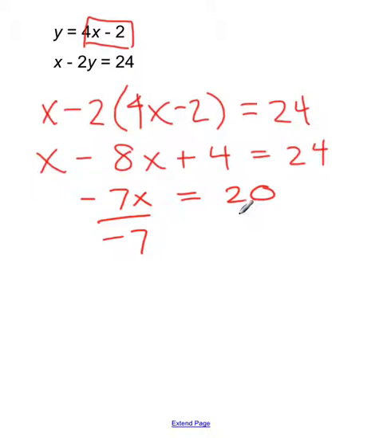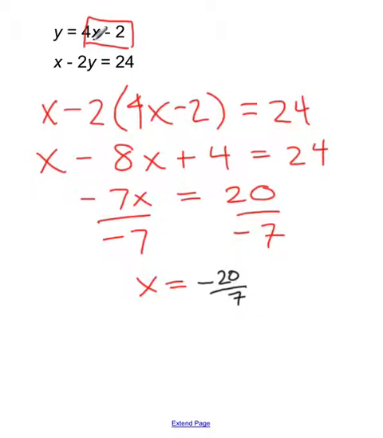Now I divide by negative 7, and I get x equals negative, oh my goodness, 6 and 1, no, sorry, that is completely wrong. 20 divided by 7 would be 2 and 6/7. Or if you want to leave it in fraction form, I would be okay with that, which would be a little bit easier right now.